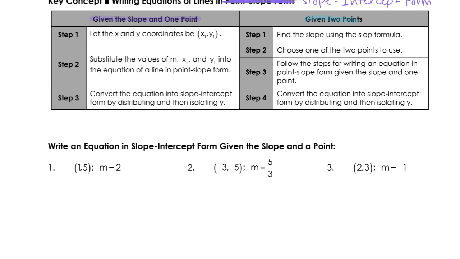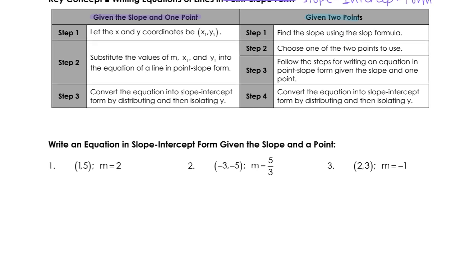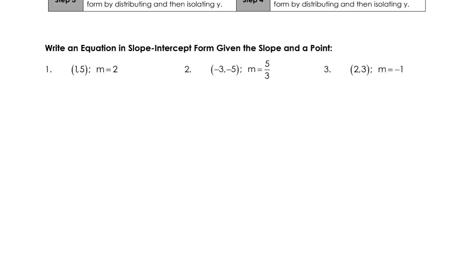So looking at 1, 2, and 3, we notice we are given a slope and a point. So if we go through those steps really quick. Again, let the x and y coordinates be x1 and y1. Substitute the values of m, x1, and y1 into the equation of a line in point slope form. And then we're going to convert to slope-intercept form by distributing and then isolating y. We will talk about what all of that means in just one moment.